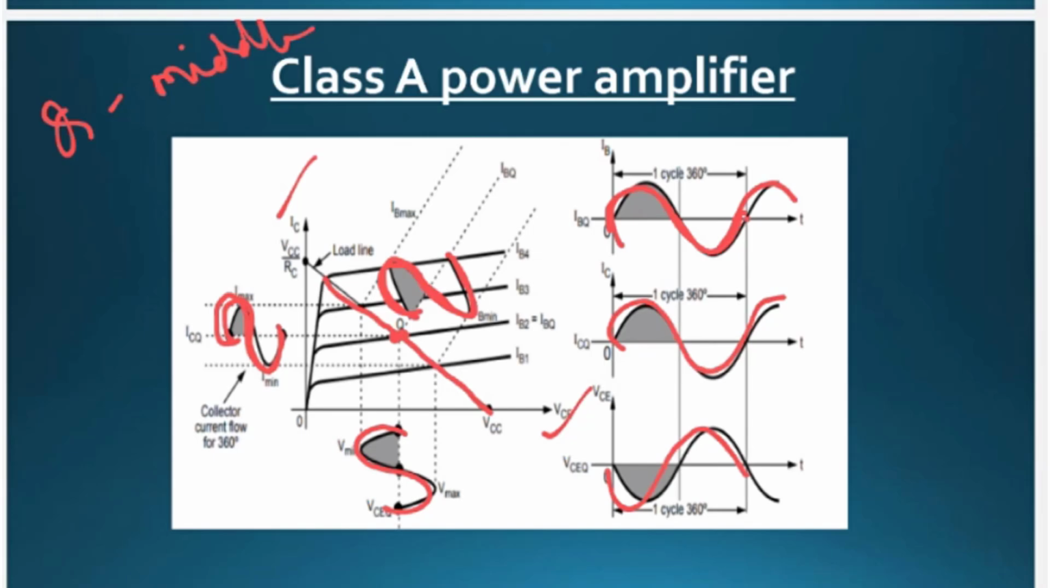Under these Class A amplifiers, in future classes, we are going to see two types. One is series fed. The other one is transformer coupled.